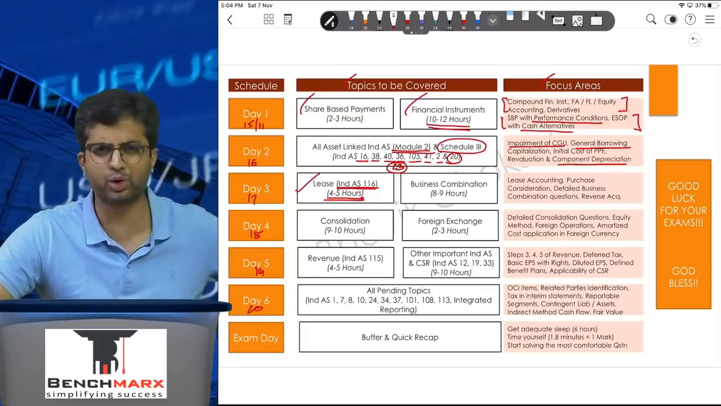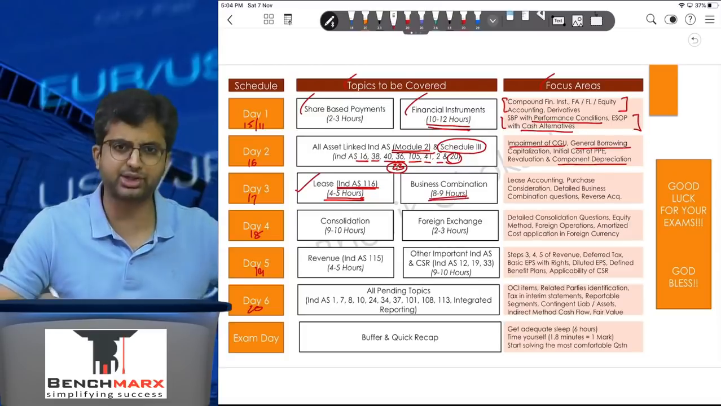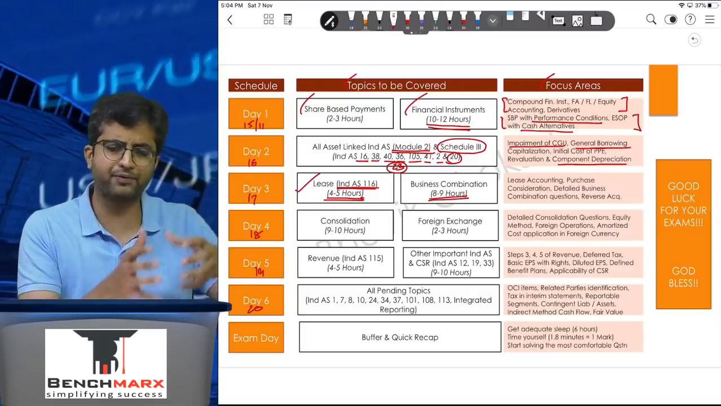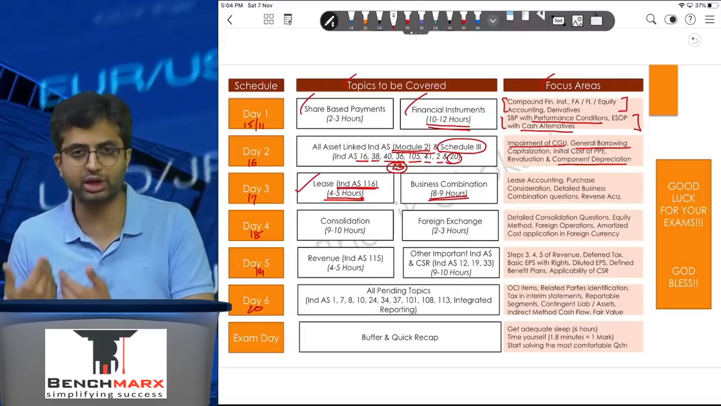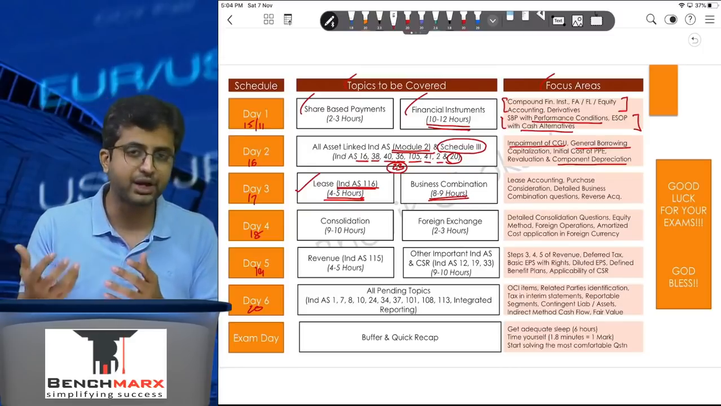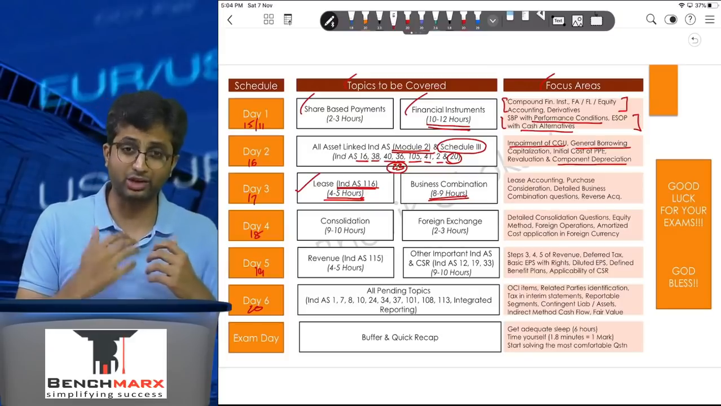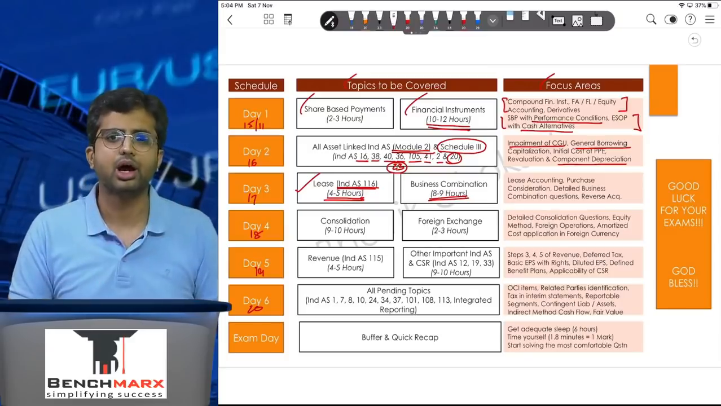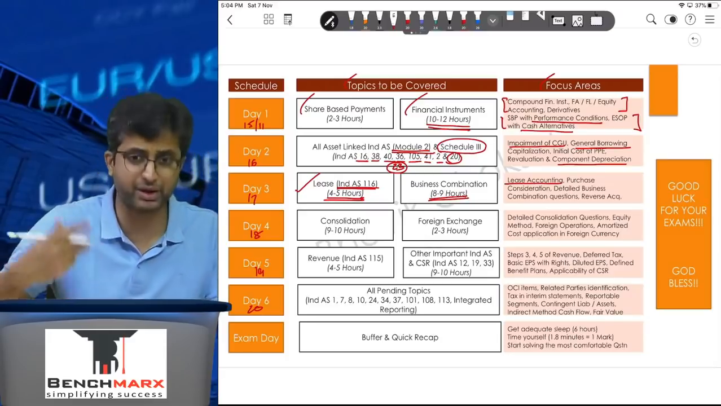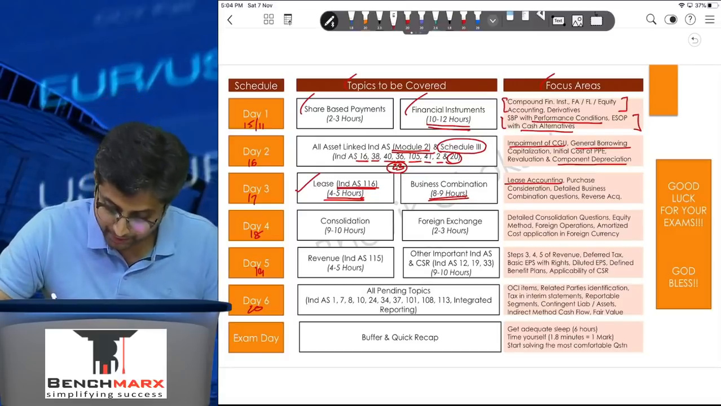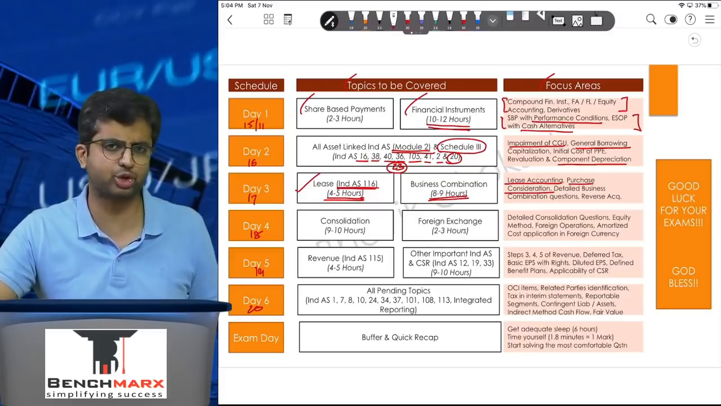You have lease for 4 to 5 hours. Please do invest that. And then you have business combination for 8 to 9 hours. In the matter of flow, first do business combination and then consolidation. A lot of concepts of consolidation like goodwill, non-controlling interest, etc. have been discussed in business combination. So please do that first, and then on the very next day consolidation, so that you are very much in touch with these. So over here, lease accounting in general, especially in the books of the lessee, purchase consideration in case of business combination, and detailed business combination questions are a must.